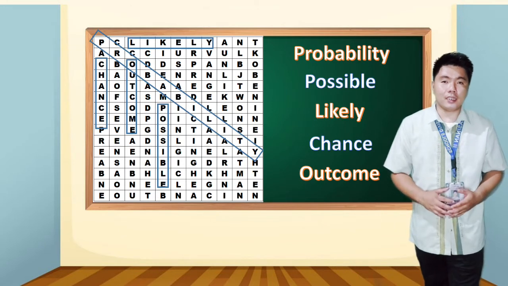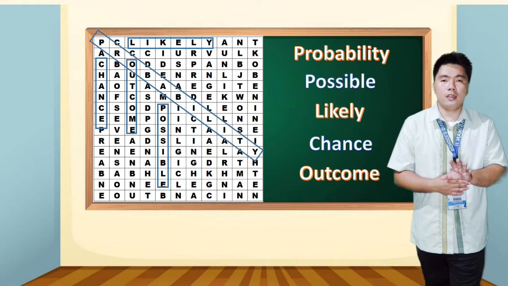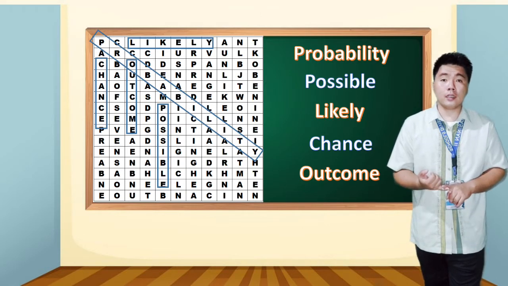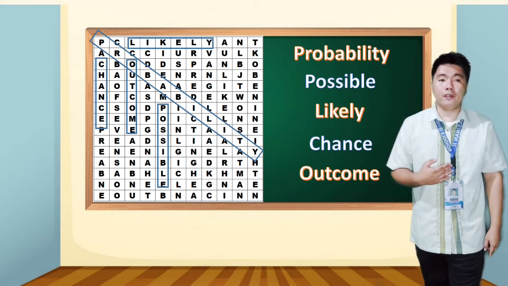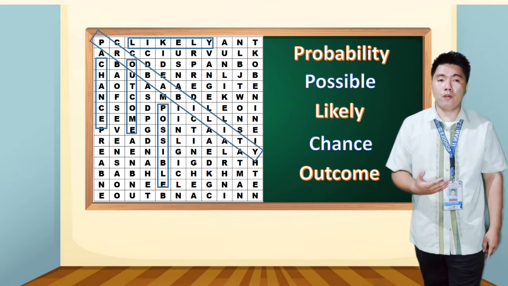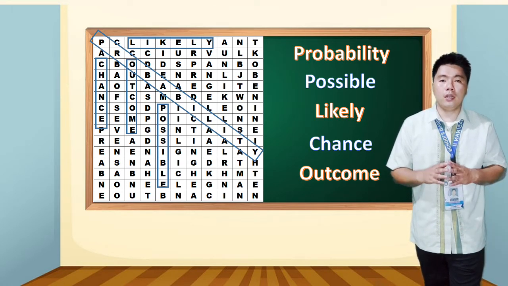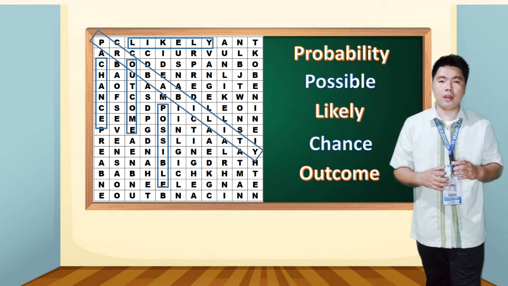Okay, very good students. We found the 5 words in the random letters. First, we have probability. Second, we have possible. Third, likely. Fourth, chance. And fifth is outcome. Very good, students.